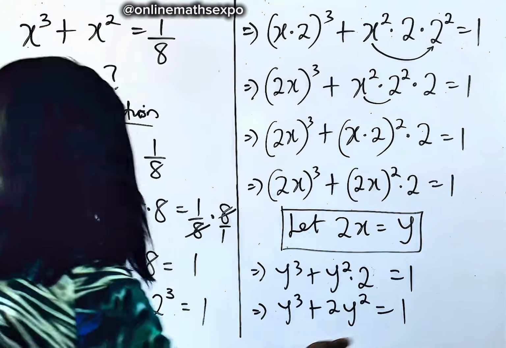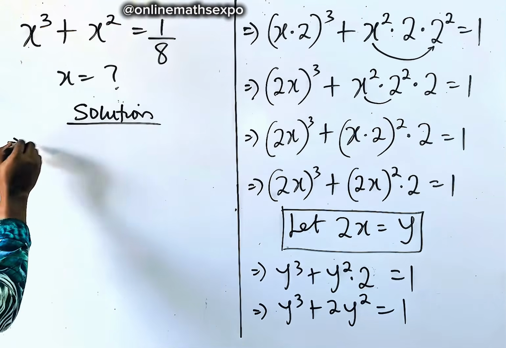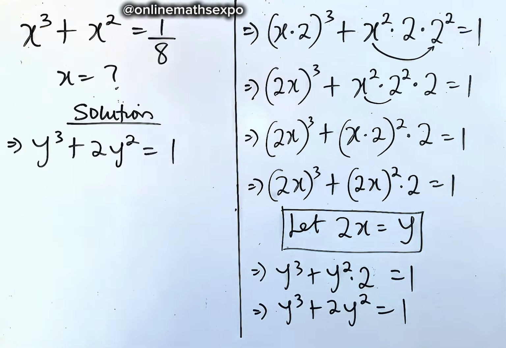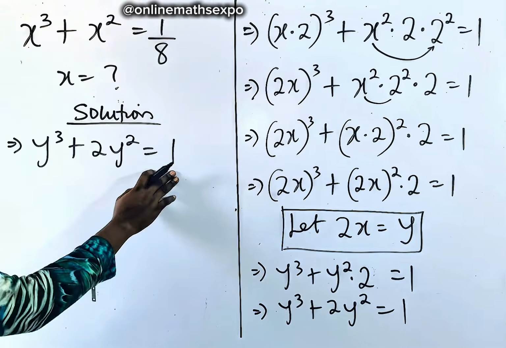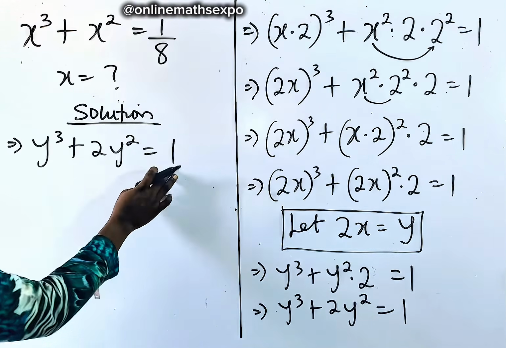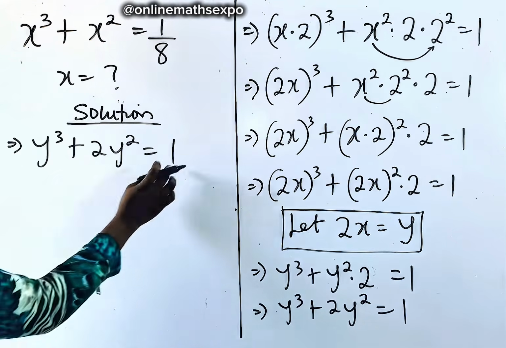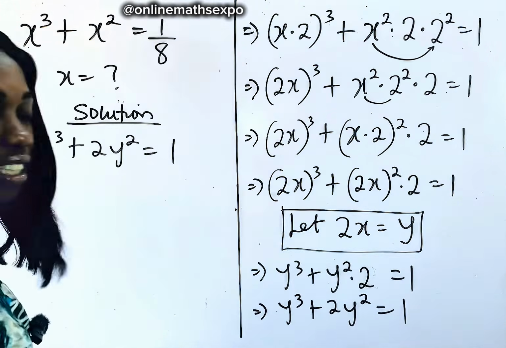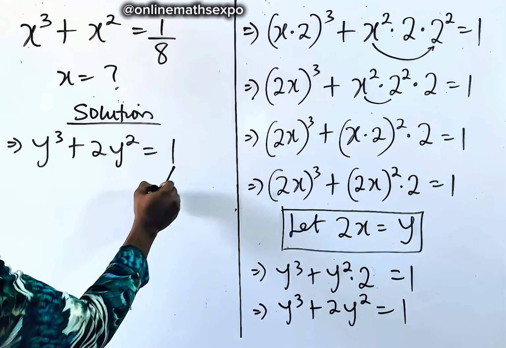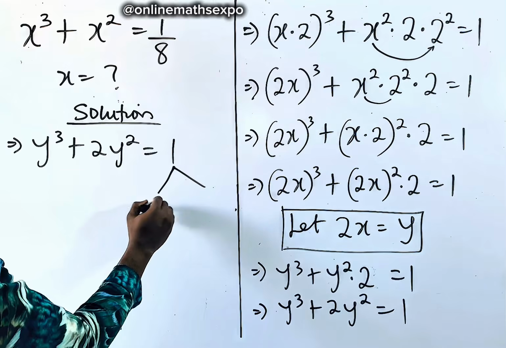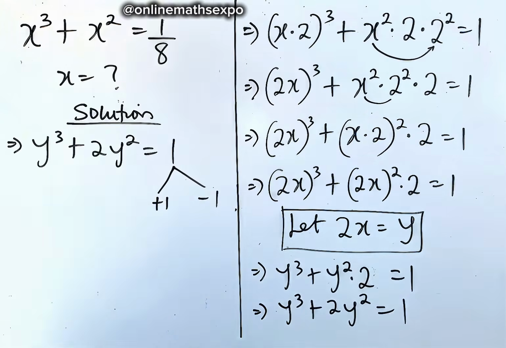Now, let's keep solving from here. We have y cubed plus 2y squared is equal to 1. Now, what do you do? What you need to do is, can we get values of y that when we substitute them, give us 1? How do you get them? From the factors of 1. So we're using trial and error. The factors of 1, you know, are positive 1 and negative 1 only.